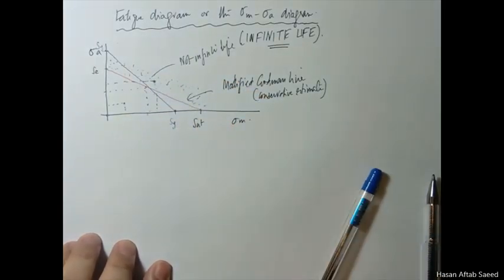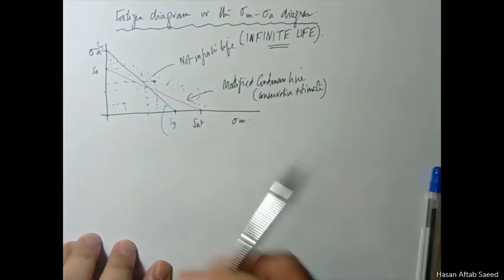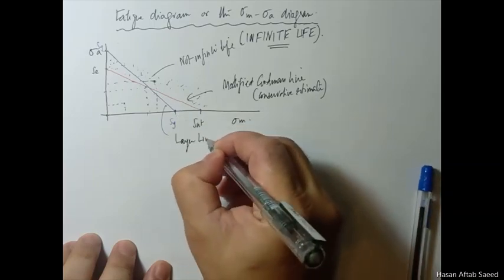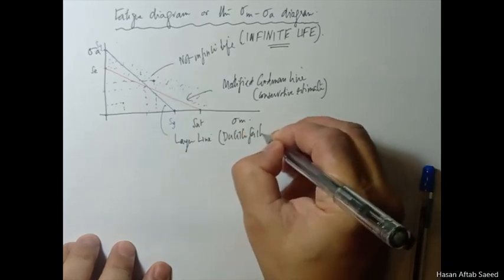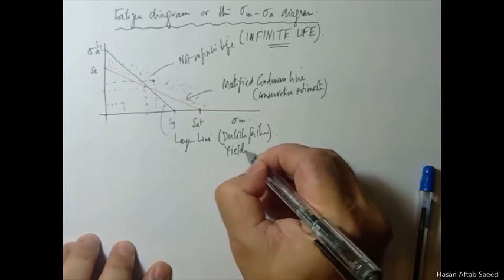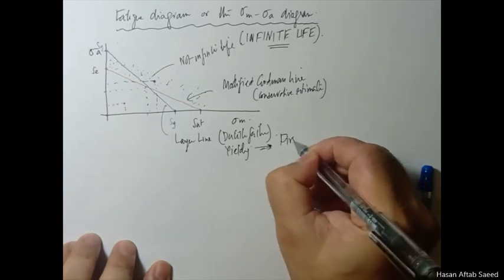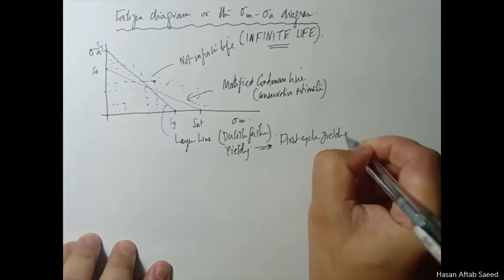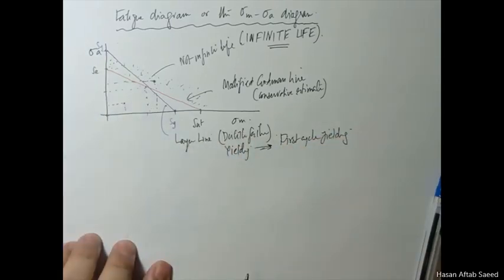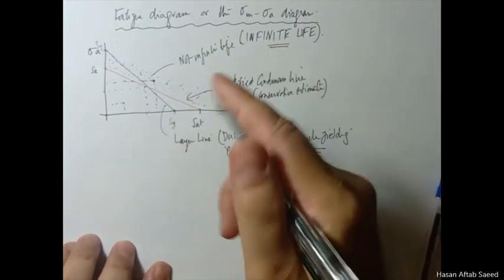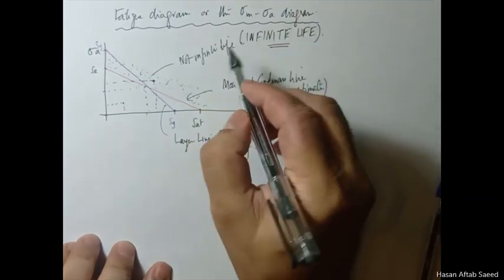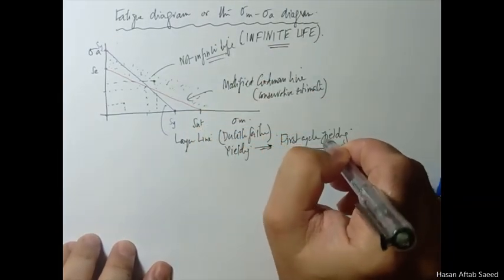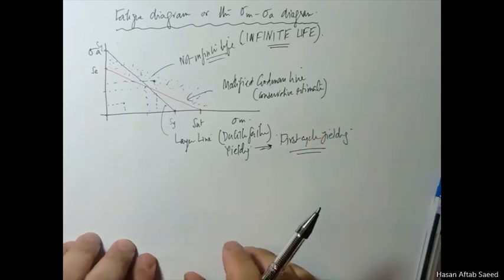This blue line is called the Langer line. This gives you ductile failure, yielding, and this is called, for very good reason, first cycle yielding. If this system is going to yield because of a sigma m and sigma a combination, it's going to do that in the first cycle itself. It's not something like fatigue that keeps on accumulating over a period of time. After this many thousands of revolutions it will fail, or it won't fail for infinite life. If this will fail, it will fail on the first cycle. That is why it is called first cycle yielding.